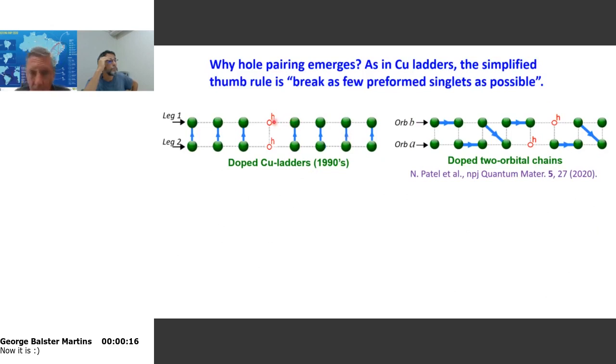So now you dope. Every time you dope, you are removing one electron, and you are breaking one of these nice singlets. So intuitively, this is very crude, but it's a cartoonish explanation that seems to work. Every time you introduce a hole, you are breaking one of these singlets. When you have another hole, you break two singlets. The damage to that background of singlets is minimized if you put the two holes together. This naive, simplistic view was tested numerically extensively, and it seems to work, and also experimentally.